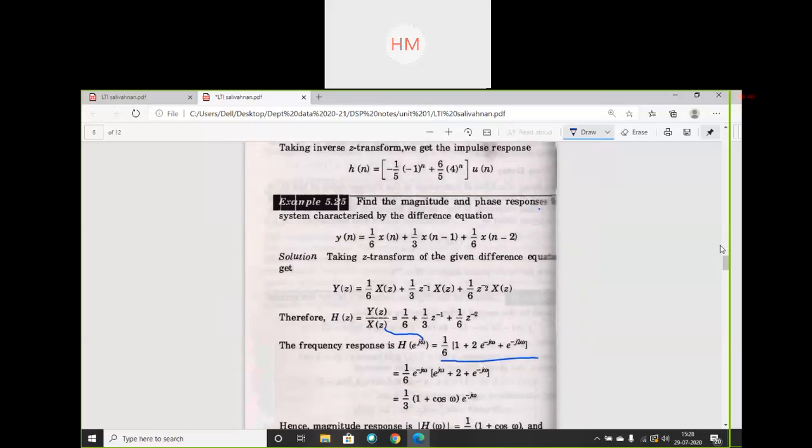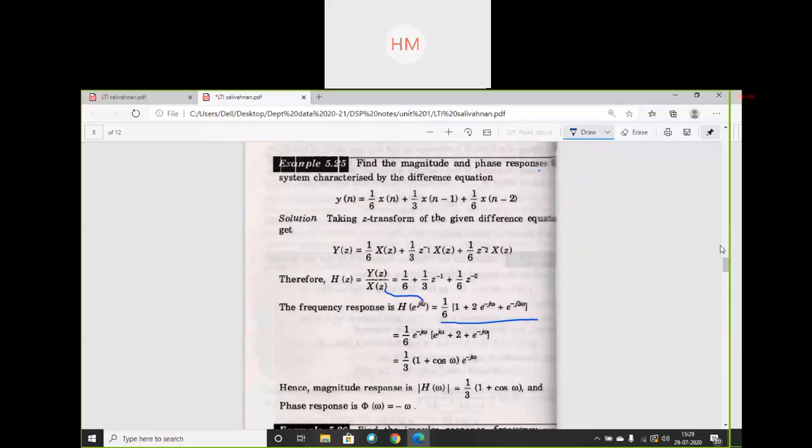So what do I have to do now? Ma'am, h of e to the power j omega, the frequency response. This e to the power j omega is taken out common to get a standard equation in terms of cosine and sine. So here you have to apply your trick, how you can get the equation in terms of cos and sine. So I have taken it out. Understood till here. We have replaced Z.